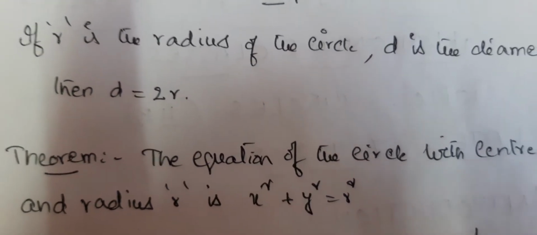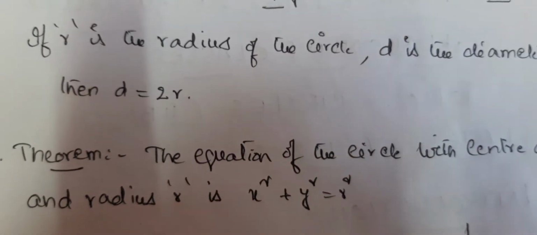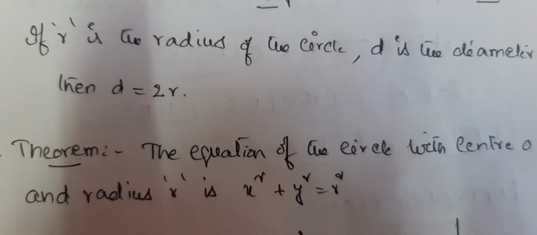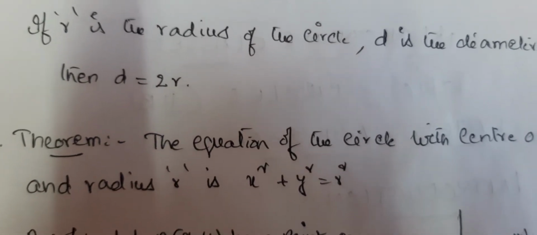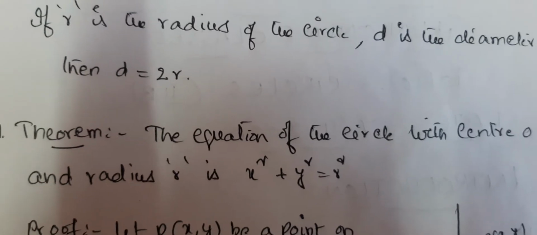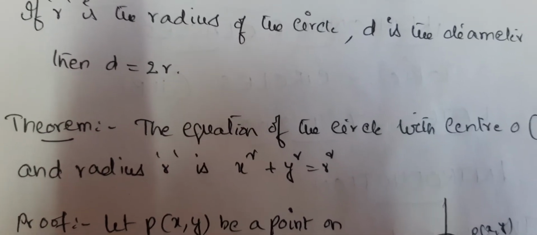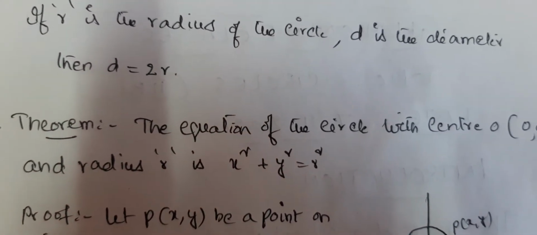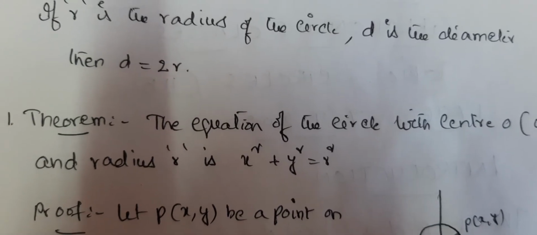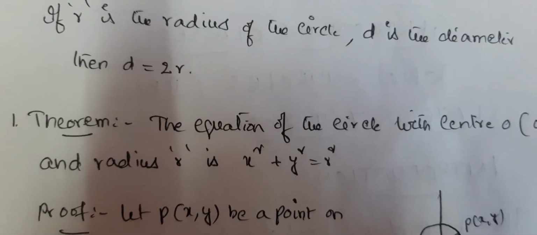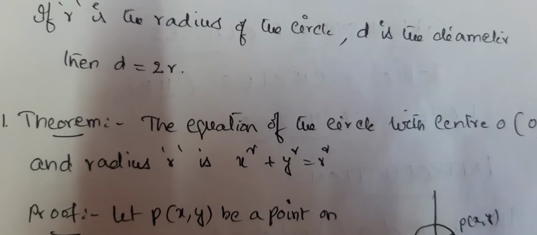If r is the radius of the circle and d is the diameter, then d is equal to 2r. Theorem 1: The equation of a circle with the center O(0, 0) and radius r is x square plus y square is equal to r square.